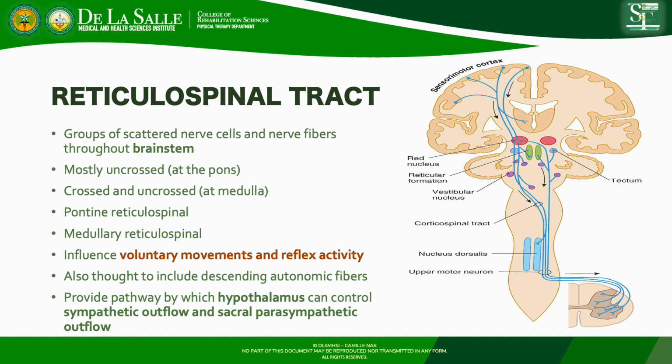But another function of your reticular formation, aside from that, is for modulation of movement. Specifically, it influences voluntary movements and reflex activity because the reticulospinal tract kind of paves a way for the hypothalamus to have a connection with the autonomic nervous system. The autonomic nervous system, this is very important. It's almost like a reflex way of our body to protect ourselves. It's for fight or flight or for rest and digest, right? So the reticulospinal tract helps the hypothalamus to have a connection with specifically the sympathetic outflow and the sacral parasympathetic outflow. That's why there are certain movements that are being generated when we are under an autonomic nervous response.